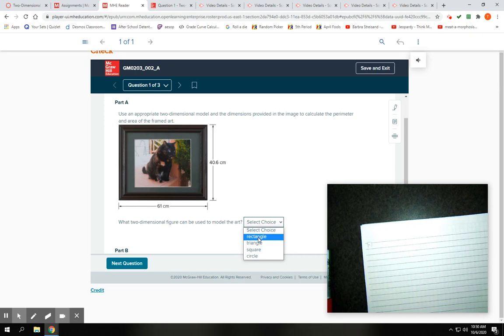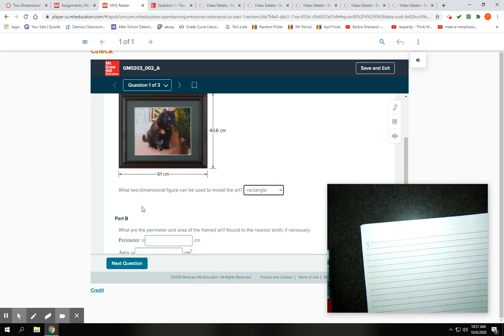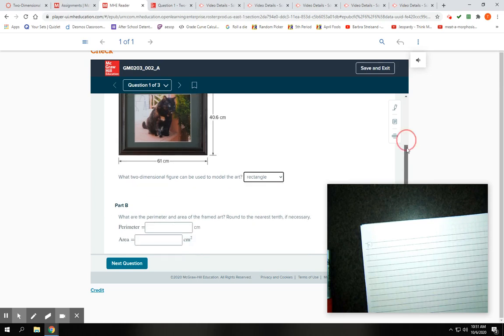It's got four sides, so it's definitely not a triangle. It's got corners, so it's definitely not a circle. And in order for it to be a square, all of these have to be exactly the same. So I'm going to go with rectangle for that one. Then it asks us to find the perimeter and the area.